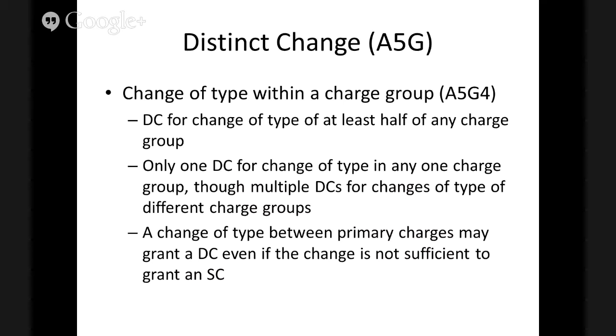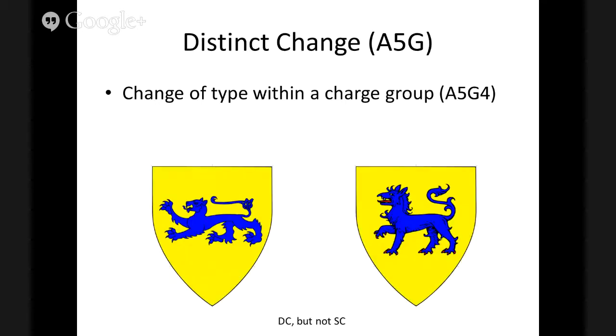So substantial change has to be a complete change. The two charges have to have almost nothing to do with each other. With the distinct changes, it can be a lesser change. So, here's an example.